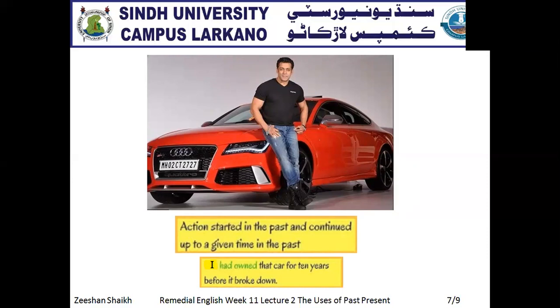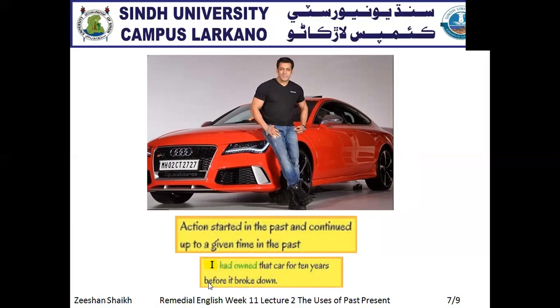Clear? So this becomes what? This becomes a specific or given time, which is in the past, before it broke down. So this becomes the past simple. Clear? I had that car for 10 years. Now this is the action which started in the past. Now this is the for 10 years. This is the past timing. Clear? This is a past timing that the fellow person had that car and continued up to a given time in the past.